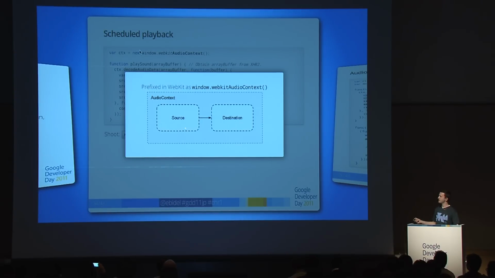So if we're interested, for example, in just playing a sound, we have this source node. This is our audio file that we load up. And then we'll just pass that directly to the destination. We're just interested in playing it straight through.